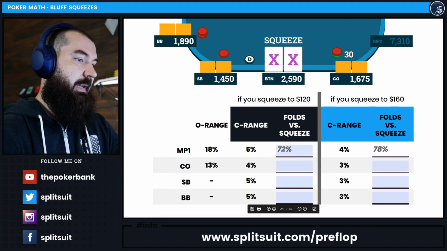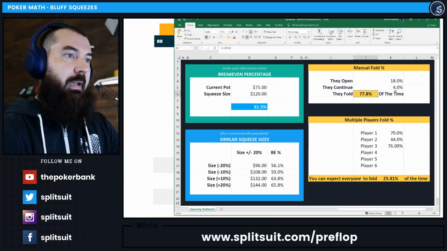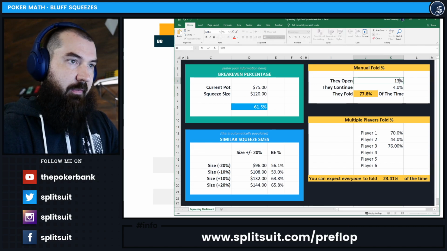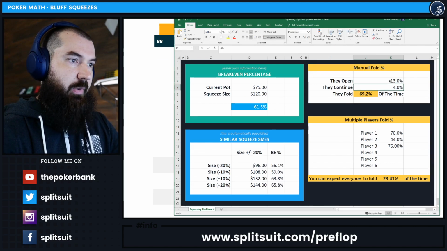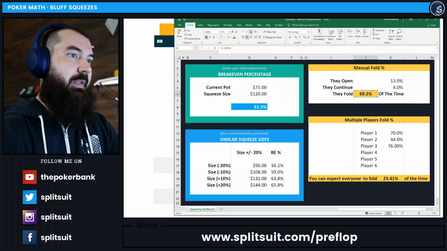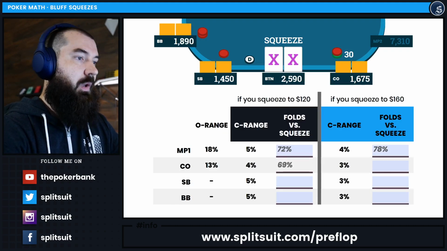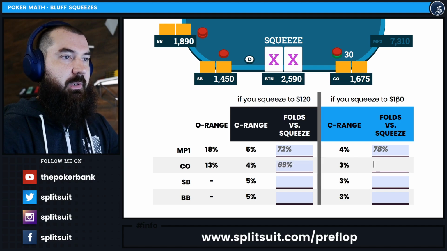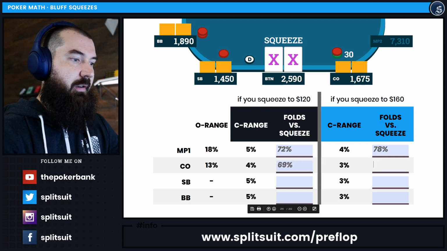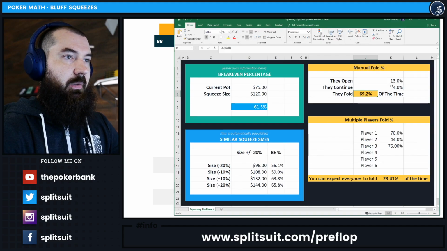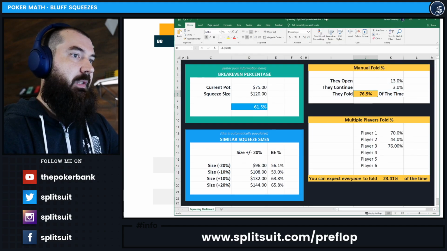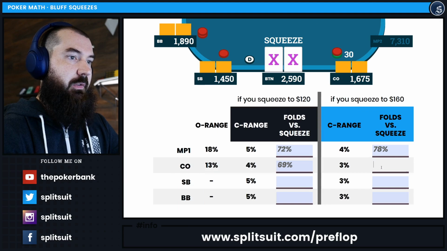So again, we can do the exact same thing. Go back to the squeezing spreadsheet. They, instead of 18, have a 13% open range. They continue with, what do we say, 4%, which means that they fold 69% of the time. Okie dokie. Perfect. And if we squeeze to 160, they're continuing a little bit tighter is the original assumption. So instead of 4, this is 3, and this all of a sudden is 77%.